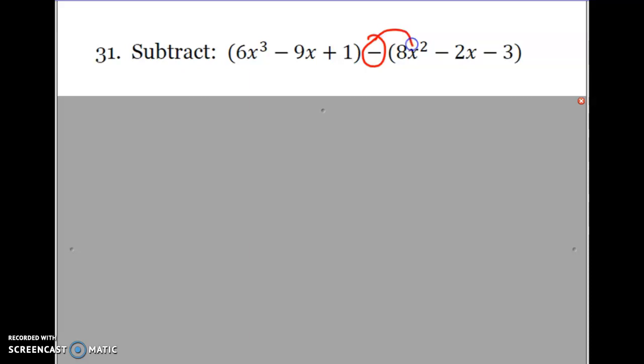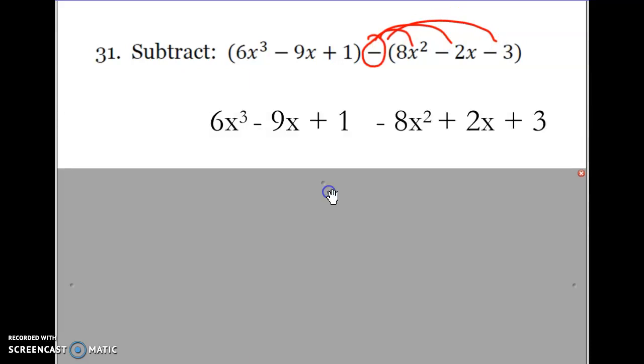So that negative sign is going to apply to everything in that second set of parentheses. So at first, you're going to have this expression where the 8x squared is now negative or minus, the 2x is now plus 2x, and the minus 3 has now become plus 3.